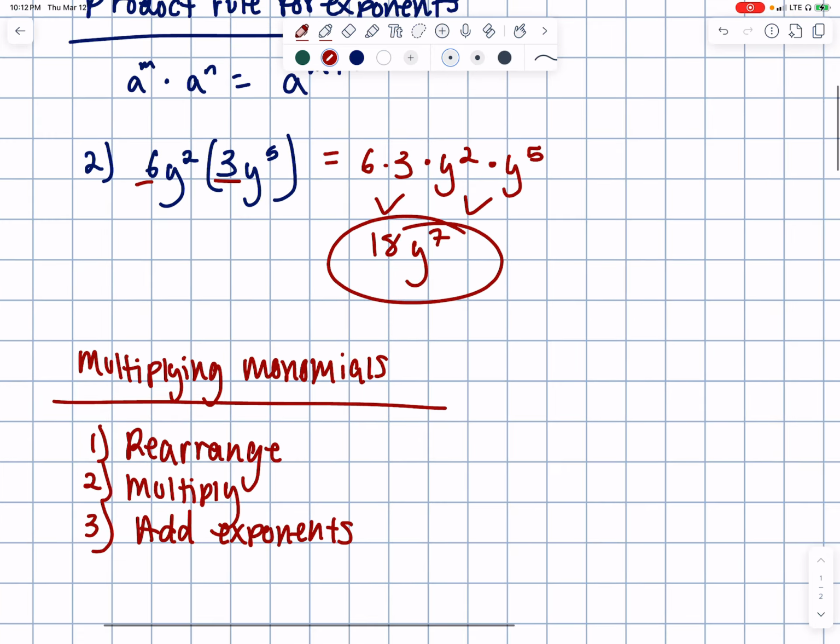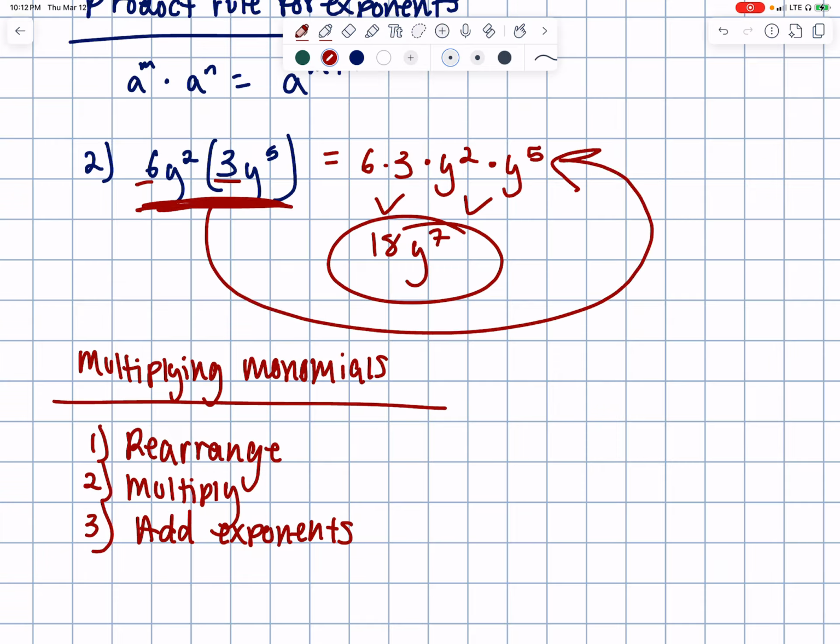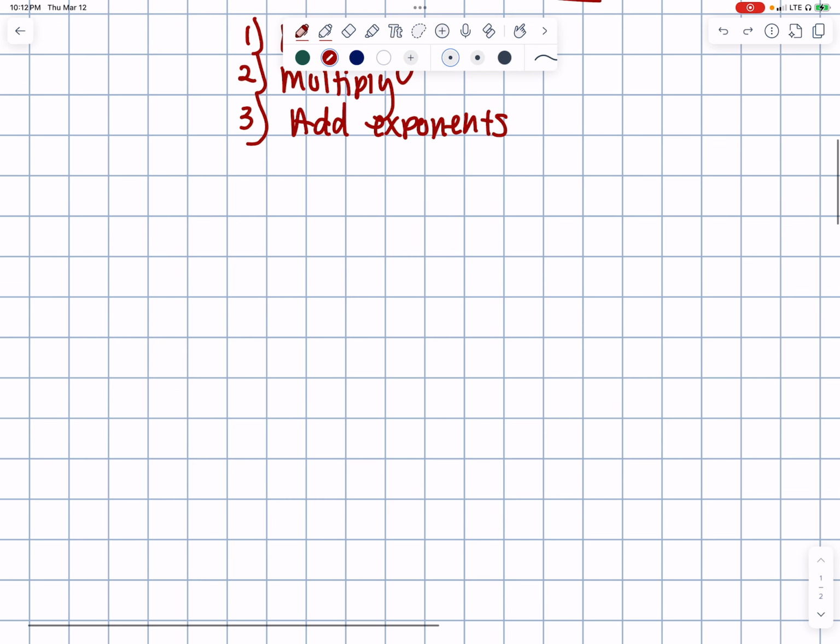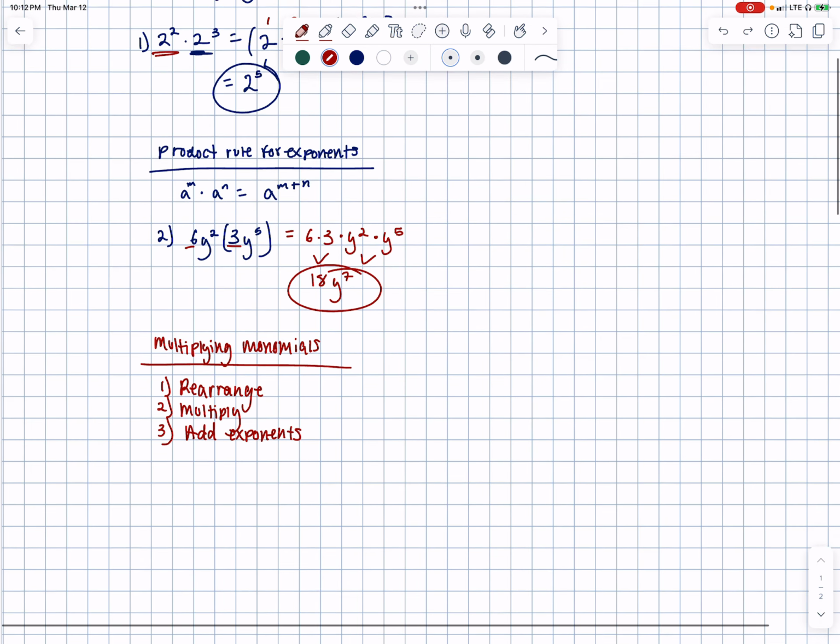And we did that exactly right here. We took this equation, we rearranged it, okay? We then multiplied the coefficients, and then we added the exponents, okay? That's the rule. Let's go ahead and do another one. We're gonna do a couple more. That was number 2.